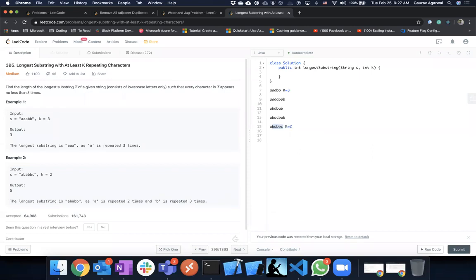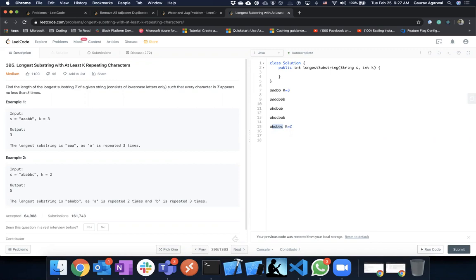Come up with all possible substrings greater than or equal to K, and then count the character frequency. Yeah, thanks for suggesting that. What can we do better here?